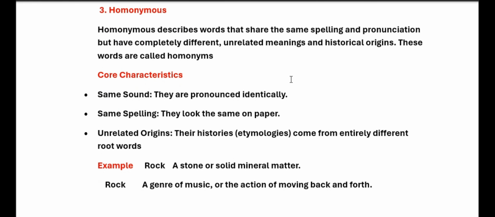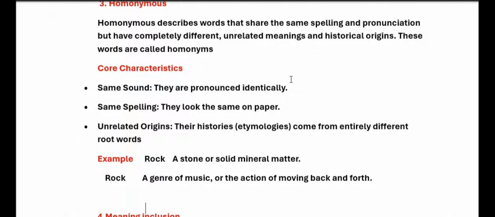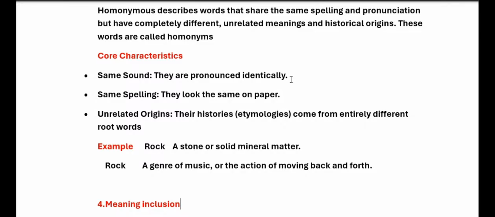Okay. The third is homonymous. Homonymous describes words that share the same spelling and pronunciation, okay, but have different, unrelated meanings and historical origins. Now, homo means same and nymous means name. Name means the spelling, okay, and if their spelling is the same, then their pronunciation will be the same, but they have different meanings and unrelated historical origin. Okay, so these words are called homonyms, and the relationship between these words is homonymous.